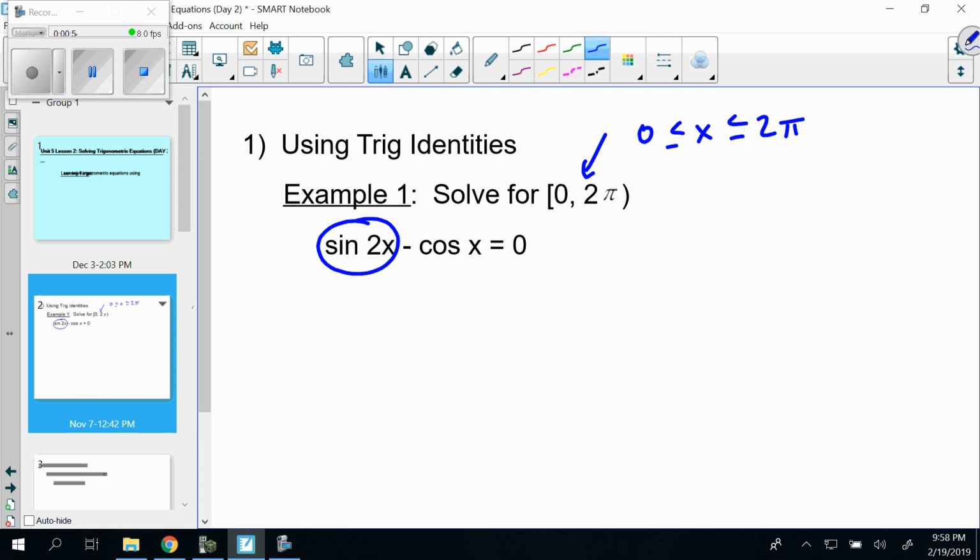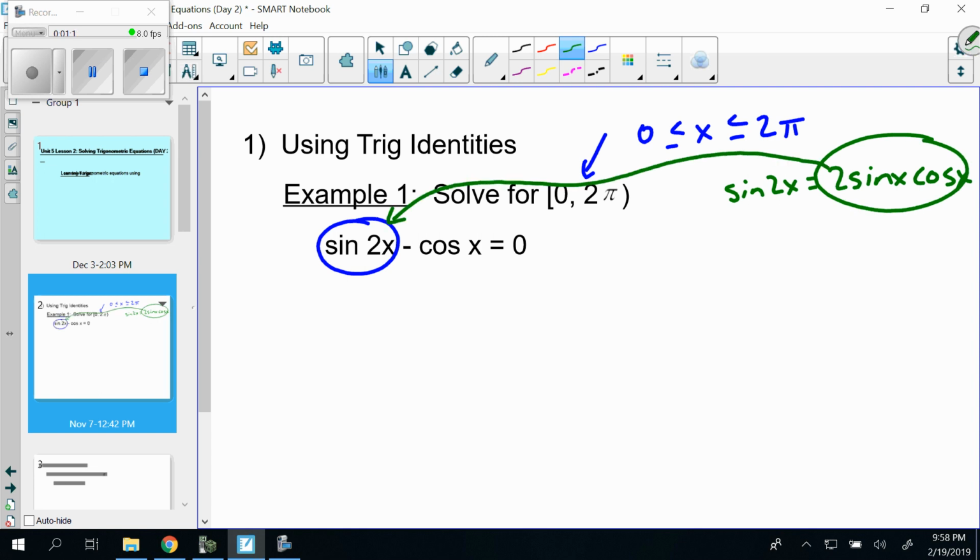So what we know from those identities we did is that sine of 2x is equal to 2 sine x cosine x. And so we want to substitute that in place here so that we can solve this one out. So substituting in now, we got 2 sine x cosine x minus another cosine x being equal to 0.